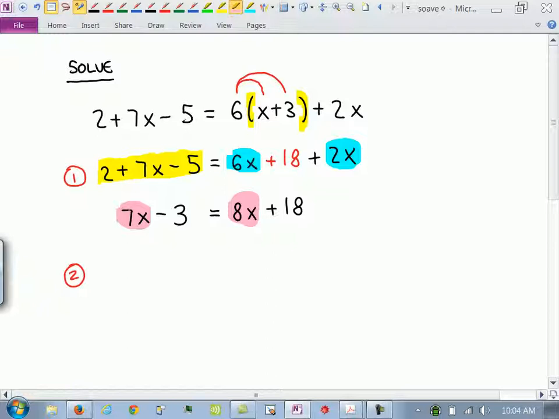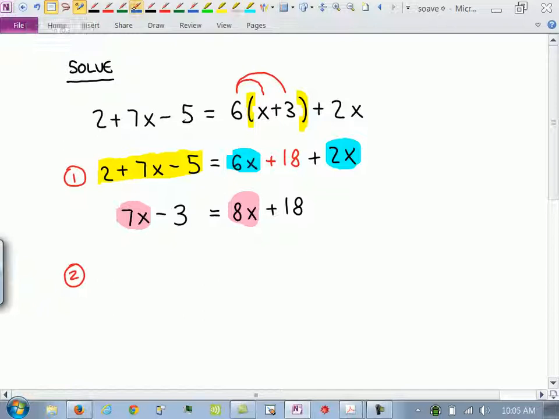And what happens if you subtract 7x on the left? What happens? It goes away, right? On the right, when you take away 7x from 8x, how much are you going to have left over? 1x, which is ultimately what we want, right? 1x. Okay, so that's what I'm choosing to do.